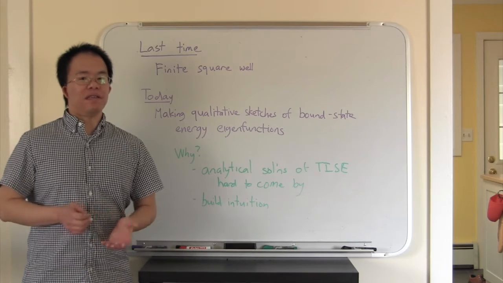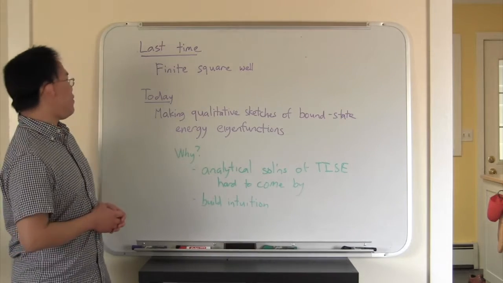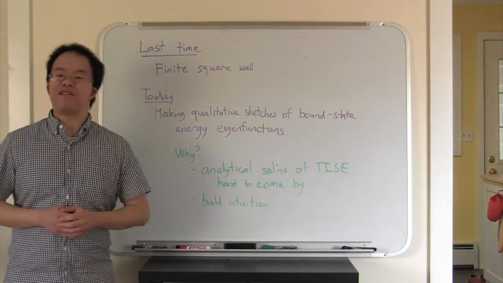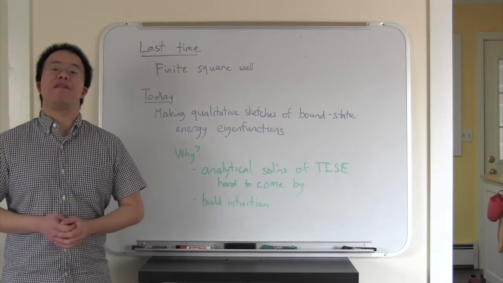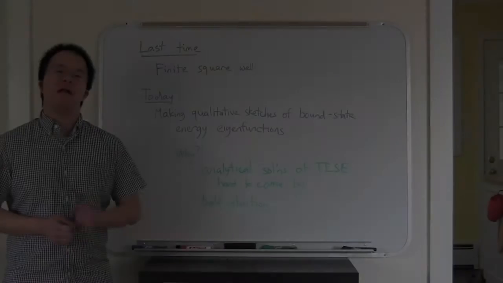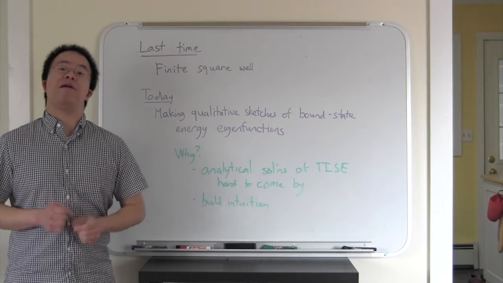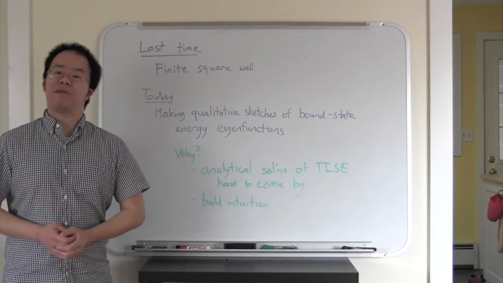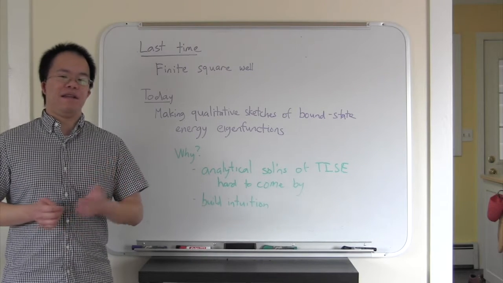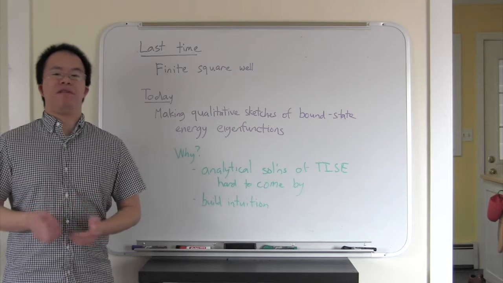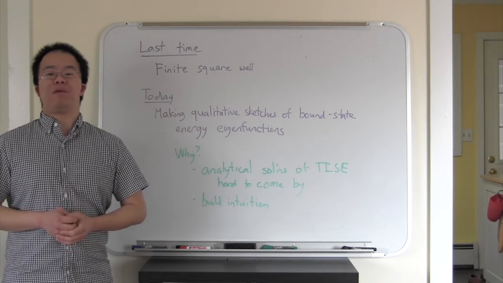So we'll begin today by talking about some of the properties of bound state energy eigenfunctions, and we'll make a lot of reference to what we learned about the finite square well. And one more thing, I prepared a handout summarizing the principles I'm going to talk about for doing these sketches. If you want, I'd encourage you to refer to it now, and I'll highlight in this presentation some of the more important points.